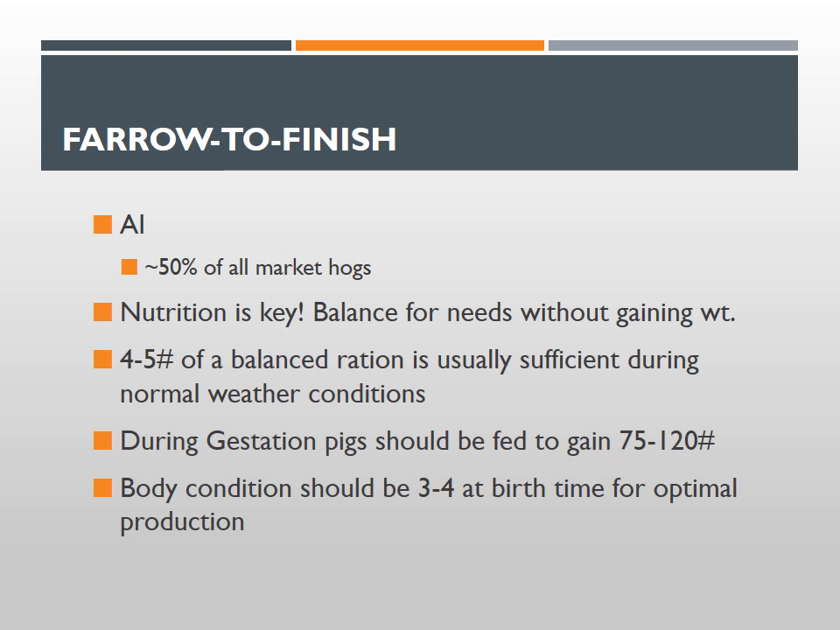AI is used for about half of all market hogs, and again, nutrition is always a critical component. We need about 4 to 5 pounds generally per day of a really balanced ration under normal conditions. Gestating pigs should be fed to gain about 75 to 120 pounds. So if you've got a replacement gilt coming along, having babies for the first time, she needs to gain probably 120 pounds on the high end. If you've got a sow that's been through multiple litters, she is only going to gain about the weight of the litter, maybe just a smidgen more, so she should be at the low end of this range.